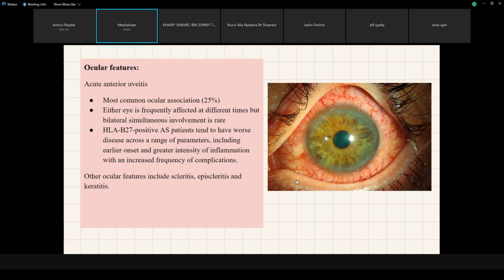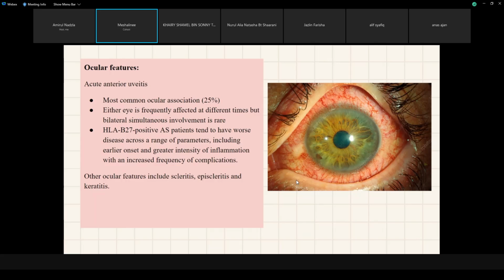So the ocular manifestation seen in ankylosing spondylitis is acute anterior uveitis, which is the most common ocular association in ankylosing spondylitis. Usually either eye is frequently affected at different times, but for both eyes to be involved at the same time is quite rare.